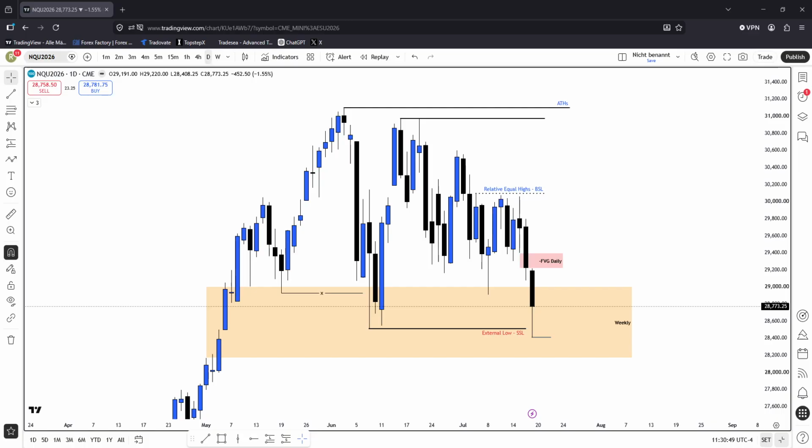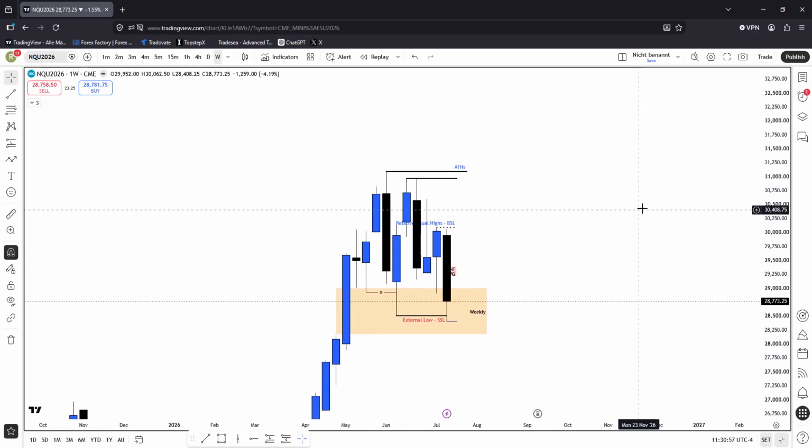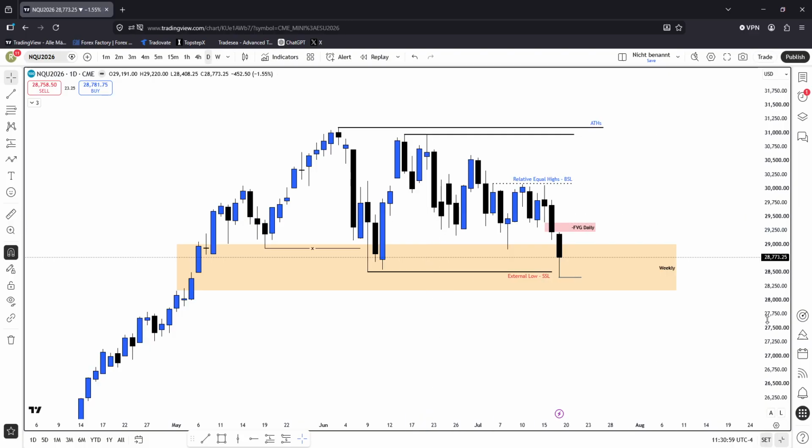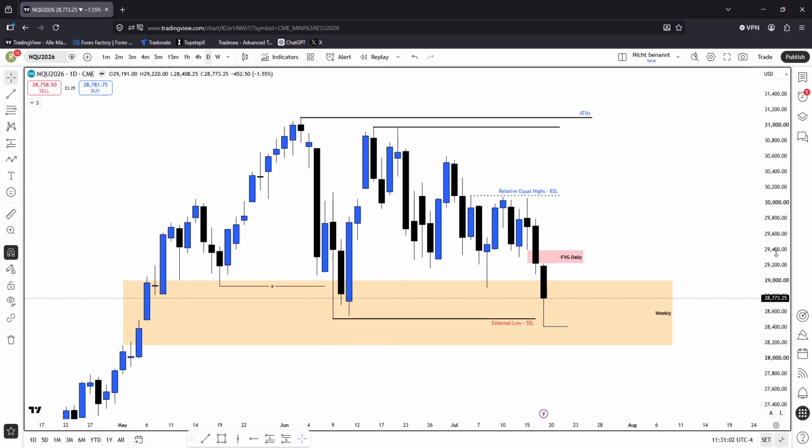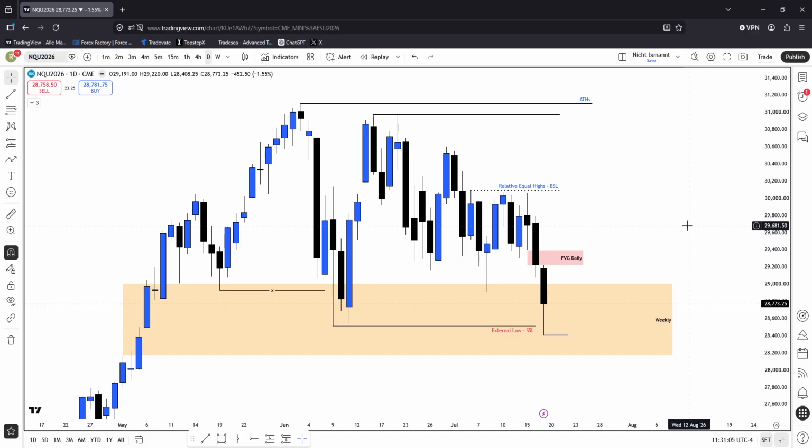Today we have some really exciting structure to cover. And yeah, let's dive straight into the charts. As we see, we finally got the sweep of the higher time frame range which we have outlined the last few weeks. We always wanted to see either a sweep of the high of the range or the low of the range, and we finally got a sweep of the low of the range, the external low here. And also with a nice reaction, which we can see here with the wick.